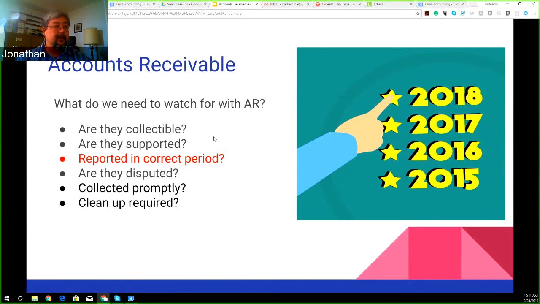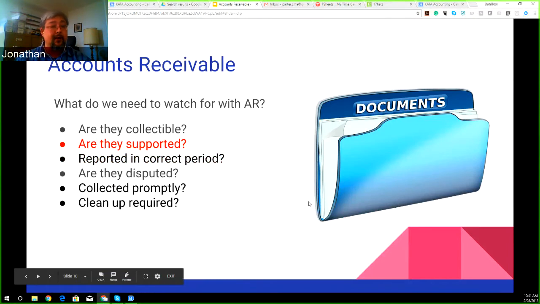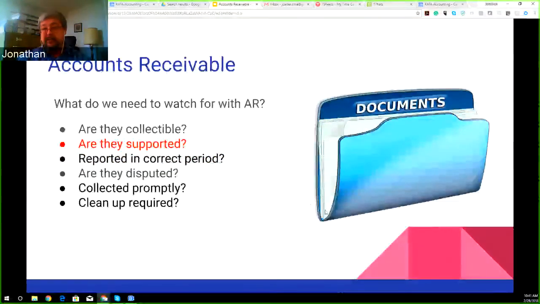Okay, so are they supported? Have you received the proper documentation? Have you received an official go-ahead? Does this customer require a PO before the invoice is created? Different processes for different customers.